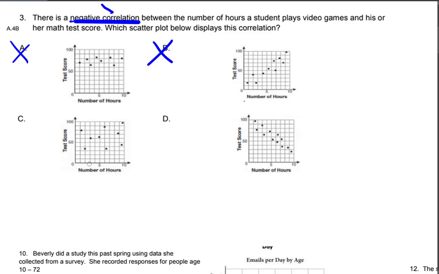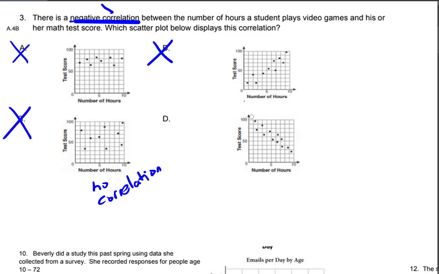Okay, here we go. So number of hours and test scores. This one here looks like statistically no correlation. It looks basically like stars in the sky, right? We're not talking the Milky Way, we're just talking a random spattering of stars in the sky. If it looks like that, that's an example of what we would call no correlation, okay? So because that is no correlation, that is not the one. We're looking for a negative correlation.